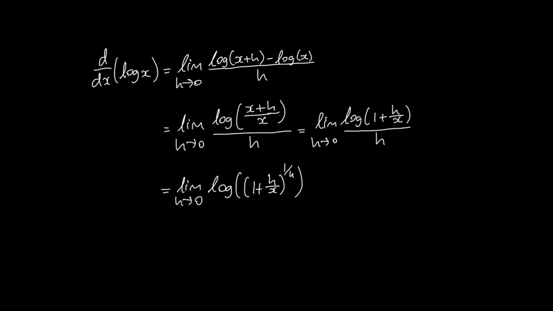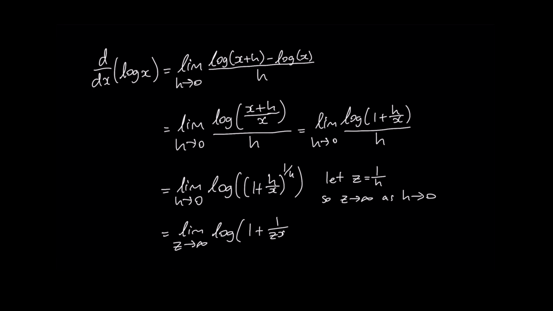And now I'm going to do a quick substitution. I'm going to let some quantity, let's go with z. Let's let z equal 1 on h. So z is going to tend to infinity as h tends to 0. And we have the limit as z tends to infinity of log of 1 plus 1 on zx to the power of z. That's all in the log.